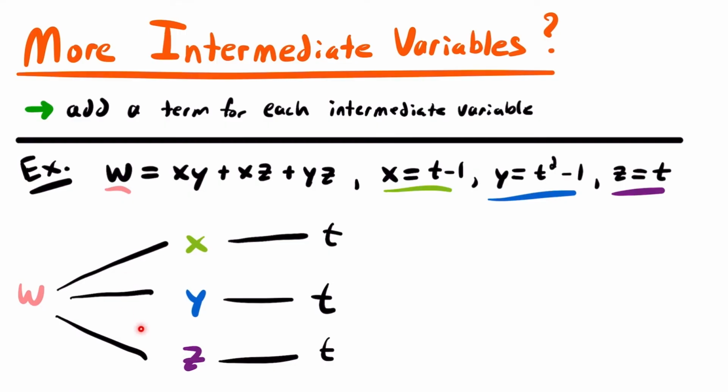But then if we were to use this tree to create our chain rule formula, remember that we still want to take a derivative of the dependent variable with respect to the independent variable, which is t. So we're still looking for dw dt here. What would that be equal to? Well, we're going to have three terms for that derivative because we have three intermediate variables. We have three choices from w. We can go to x, we can go to y, or we can go to z.